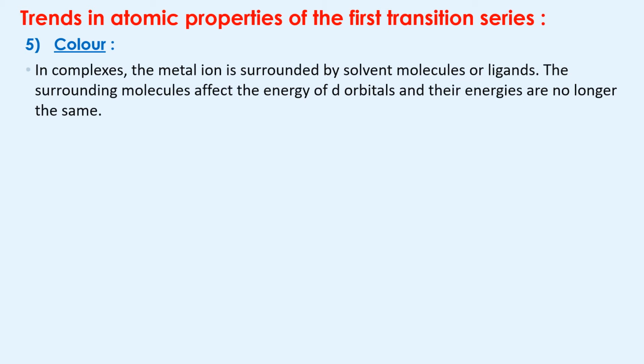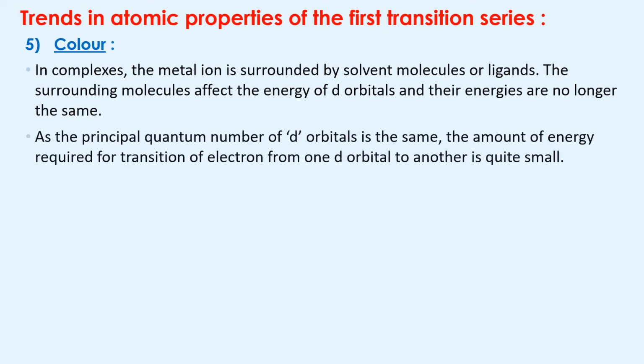Next, when in a complex form, this transition metal ion is surrounded by solvent molecules or ligands. So what happens? The 5d orbitals, which were degenerate, or at the same energy, no longer have the same energy. The solvent molecules or ligands affect the energy of the d orbitals, and their energies are no longer the same.